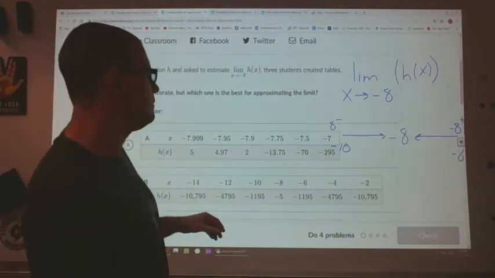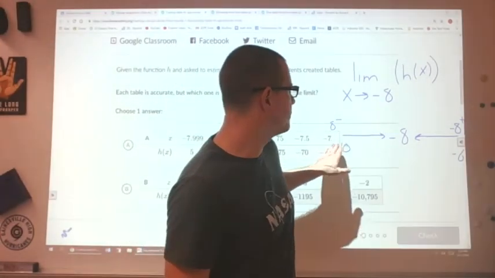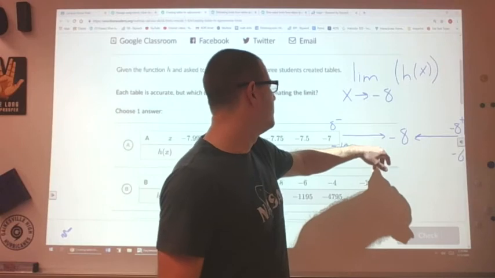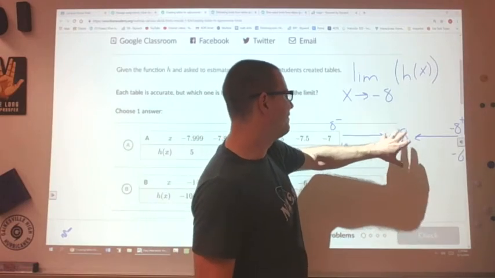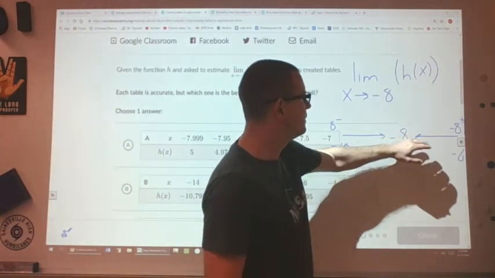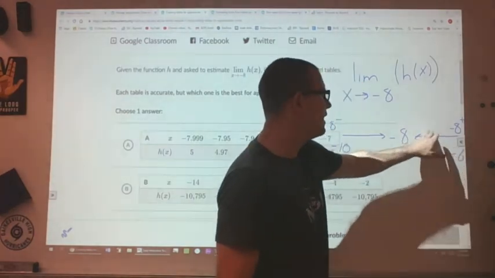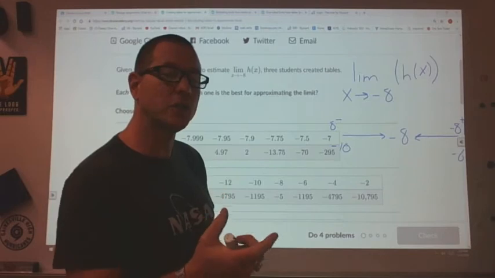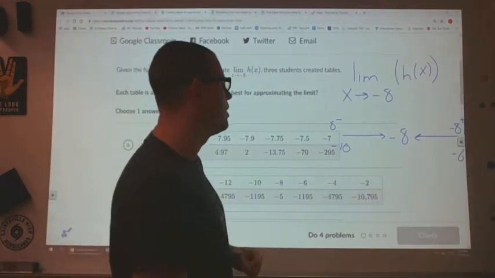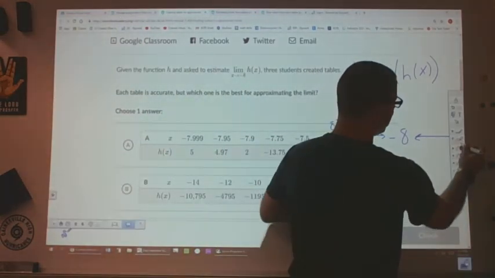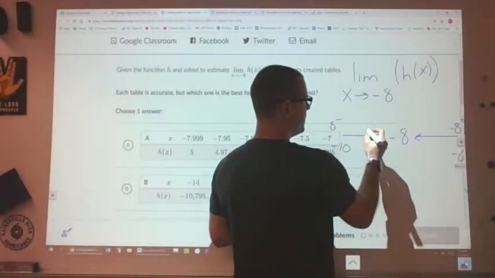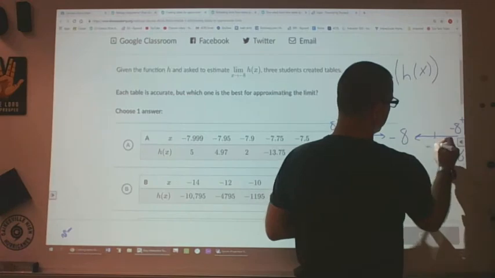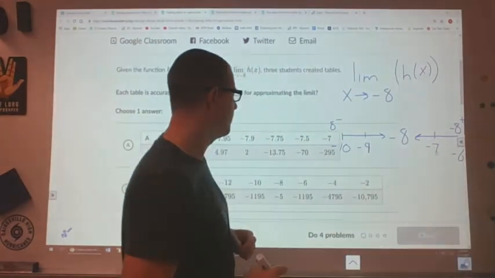And then I would choose values getting close. So -10, -9, -8.5, -8.1. And then on this side, -7, -7.5, -7.9, etc. I want to get closer and closer and closer to that. So I should see my table approaching that value that we're looking for.